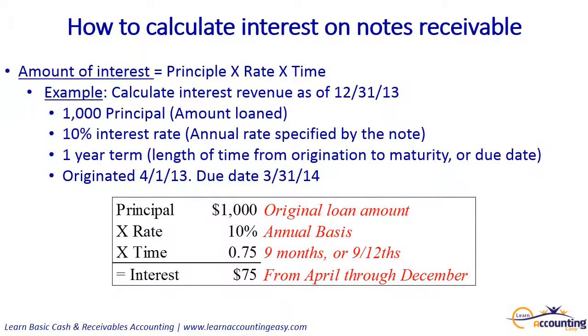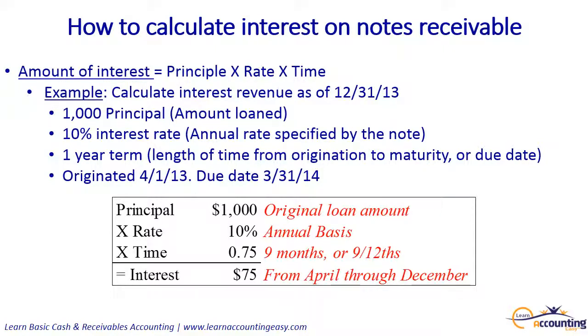In this example, we have $1,000 of principal, and that's the amount loaned originally. We have a 10% interest rate, and we'll notice that this is an annual rate, and it is, of course, specified by the note. And the term is 1 year. This is the length of time from origination to maturity. Maturity is a fancy word for due date of this note receivable. And this note originated April 1st of 2013. And so, of course, its due date is a year later, March 31st, 2014.